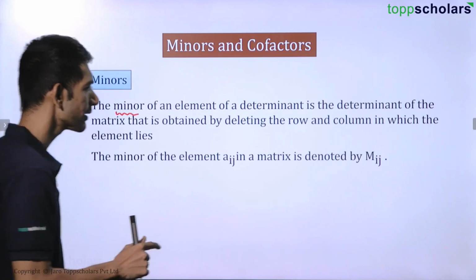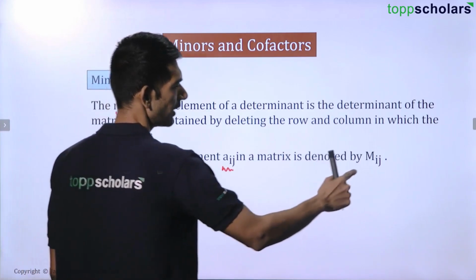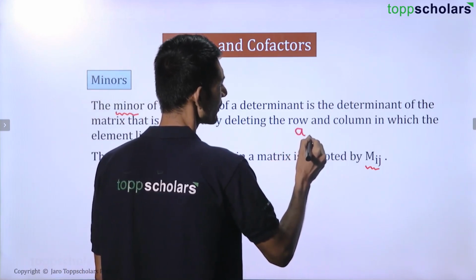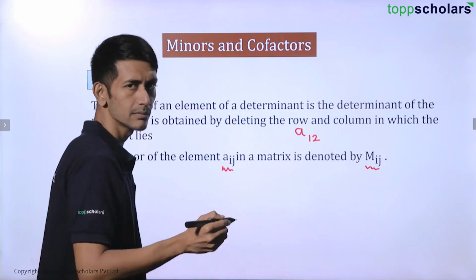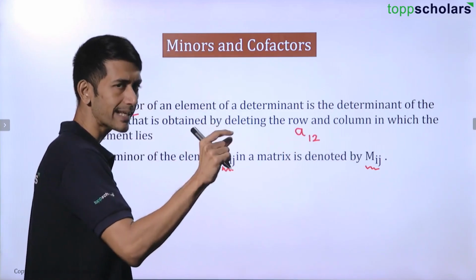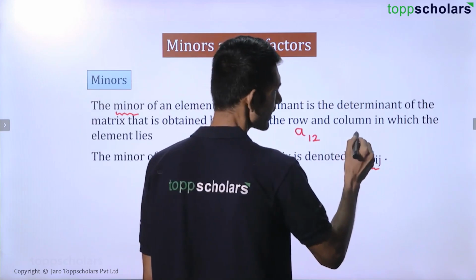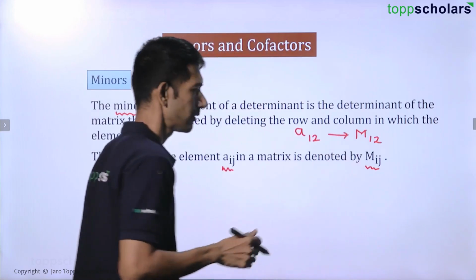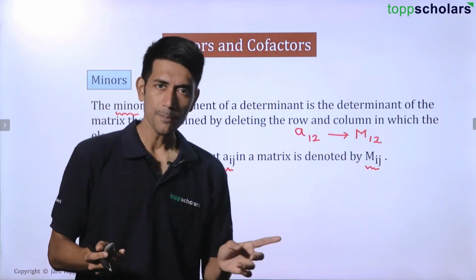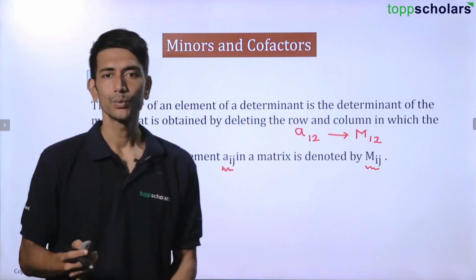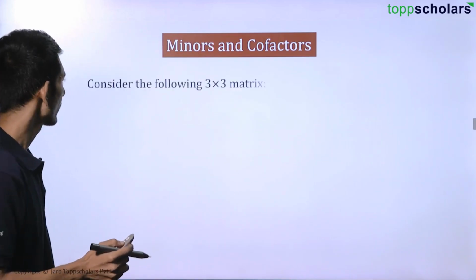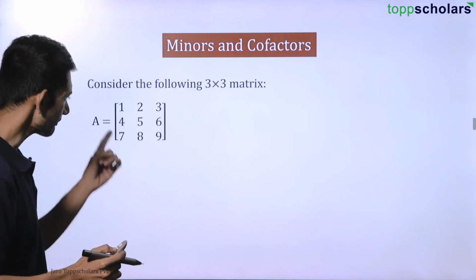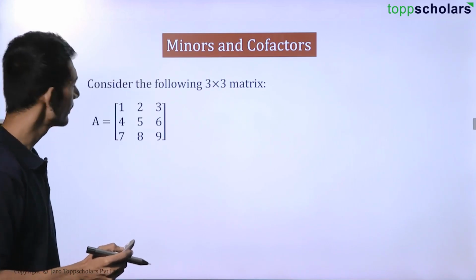The minor of the element Aij is given by Mij. That means if you have an element, say A, first row, second column, whatever that element is, the minor of this element is written as M12. So the actual element is A12, the minor is written as M12. Clear? So for that, let us consider a 3 by 3 matrix. So here we have a 3 by 3 matrix.